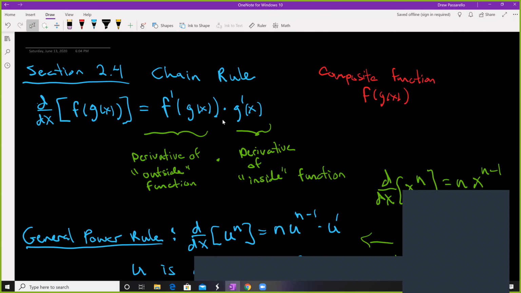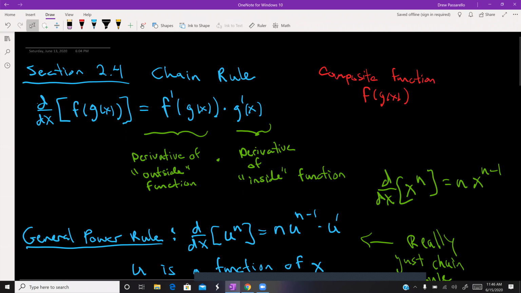All right, so we're starting section 2.4, which deals with the chain rule. And in this video, I'll just go over what the rule says and give two examples that I've already worked out and explain how they were done. And then in the next couple of videos, I will be doing example after example, applying the chain rule.